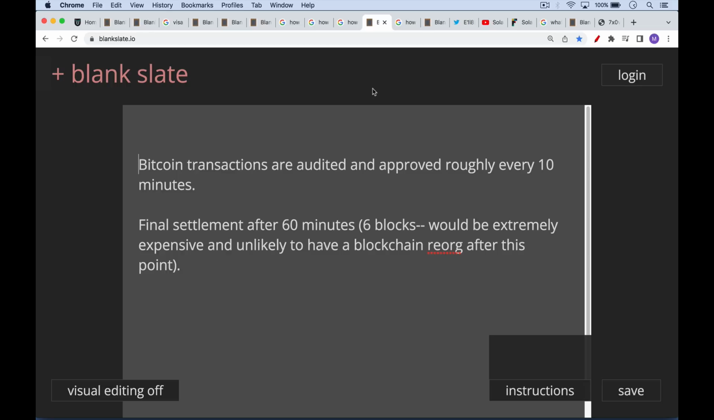So that's the number that people use. If you're doing a low value item, 10, 20 minutes is probably fine. But if you're talking about sending millions or billions of dollars on the Bitcoin network, it's probably prudent to wait about 60 minutes. So this is the real apples to apples comparison: final settlement being achieved on the Bitcoin network after 60 minutes at the most, and more like 60 days on the Visa network.